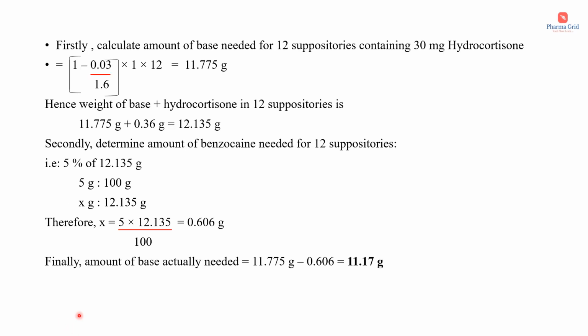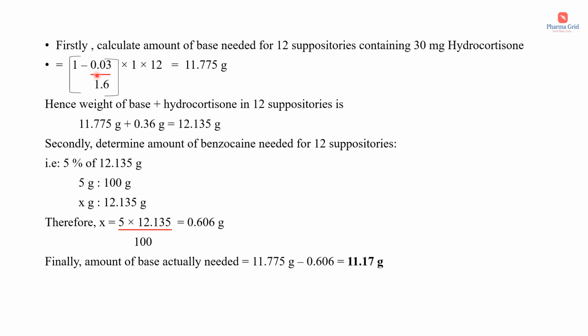As I have already mentioned, this formulation consists of two active ingredients, that is hydrocortisone and benzocaine. So firstly, calculate the amount of base needed for 12 suppositories containing 30 mg hydrocortisone. So we know the formula for calculating the weight of base is equal to mold calibration minus drug dose in gram divided by displacement value, all multiplied by base density into number of suppositories. So here mold calibration is equal to 1 and the drug dose of hydrocortisone is 30 milligram. We need to convert it into gram.